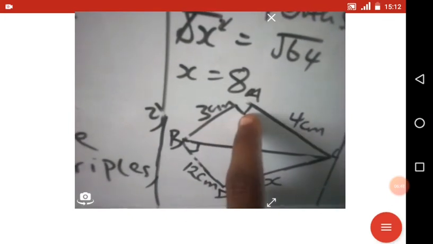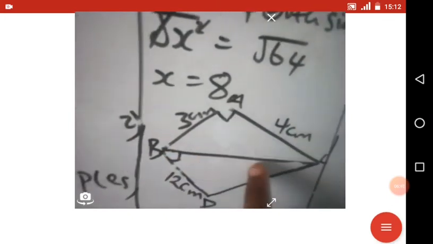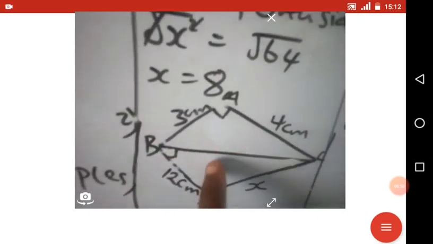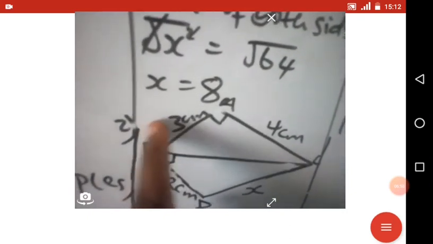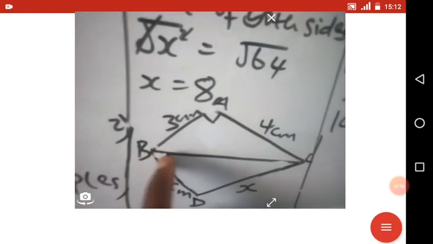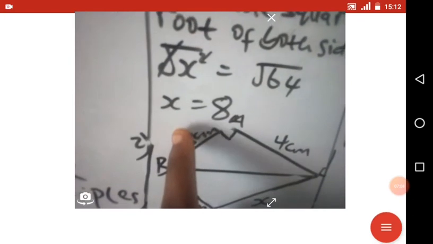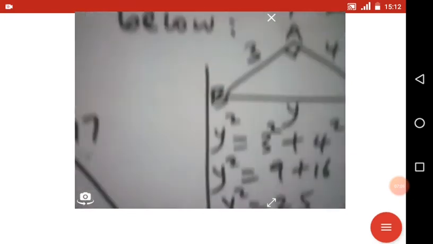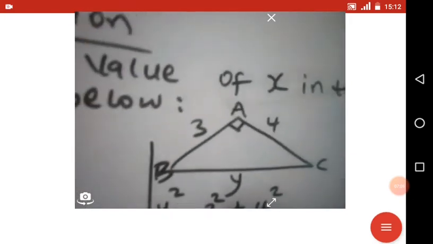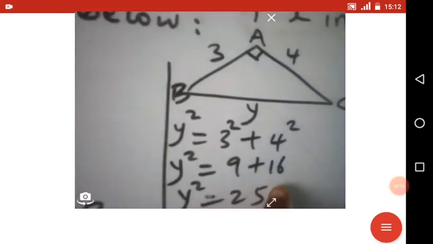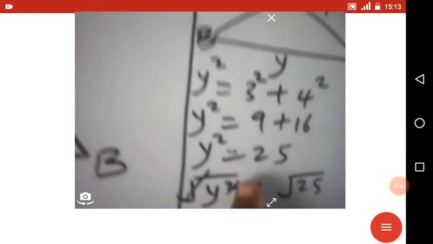And don't forget that this is the right angle. And that means this side that is facing the right angle is the hypotenuse. That means to find this side now, it will be the square of this plus the square of this, since you are looking for the longest side, the hypotenuse for this right angle triangle. So the square of 3 is 9. The square of 4 is 16, as we have it here. So we add it together. 16 plus 9 is 25.